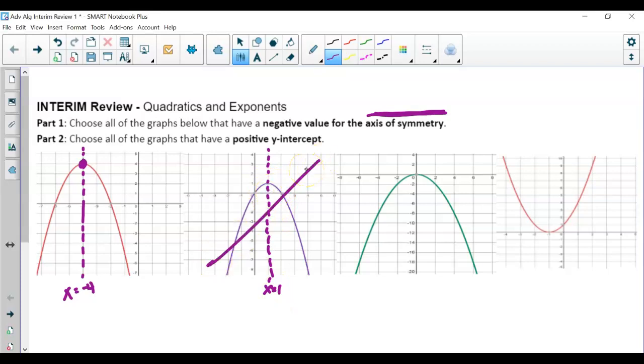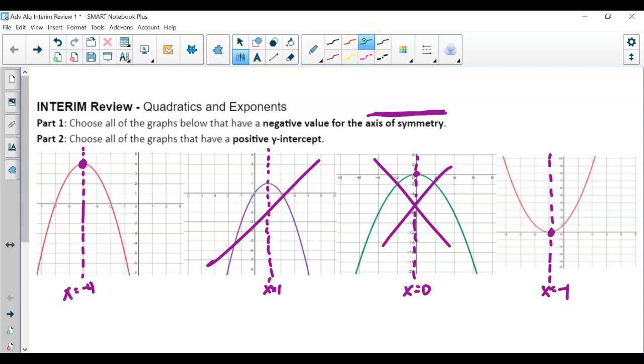So here we need the negative, right? Again, cutting this in half, this is going through at 0. X is equal to 0. We need negative. And then here, notice how we have it cutting through at x is equal to -1. So far, the first and the last have that negative axis of symmetry.